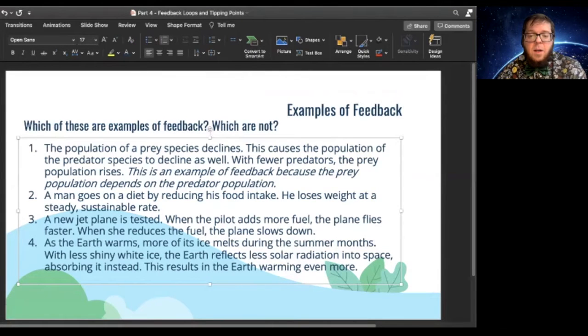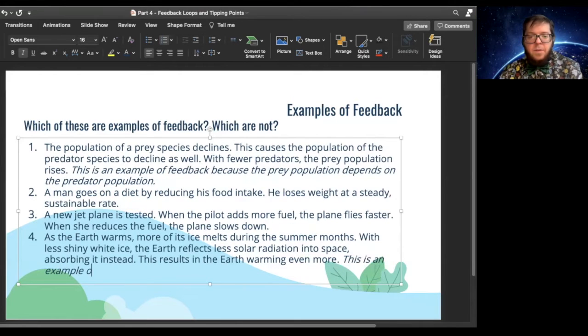Example number 4. As the Earth warms, more of its ice melts during the summer months. With less shiny white ice, the Earth reflects less solar radiation into space, absorbing that radiation instead. This results in the Earth warming even more. Is this an example of feedback? Yes, it is. This is an example of feedback because the stock of ice depends on the flow, on the change in the amount of ice.